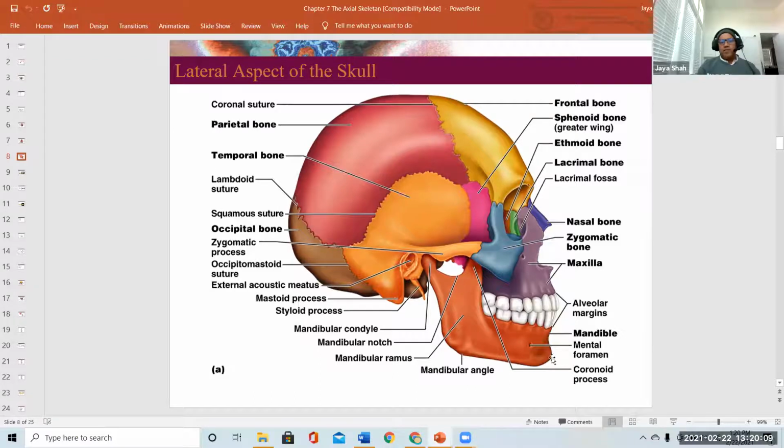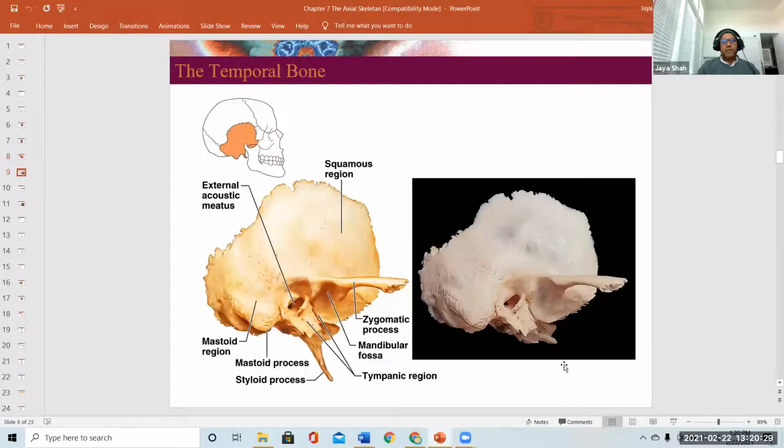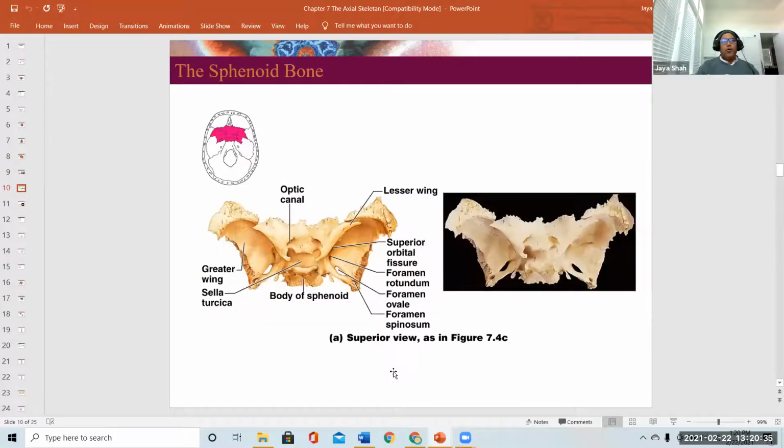Then we have mandible. Mandible has the mandibular condyles and then mandibular process. This is the ramus of the mandible. This is the angle. And there is mental foramen in the mandible. Okay. This is the mastoid bone separate, and you can see all these processes here. Here you go, sphenoid bone.